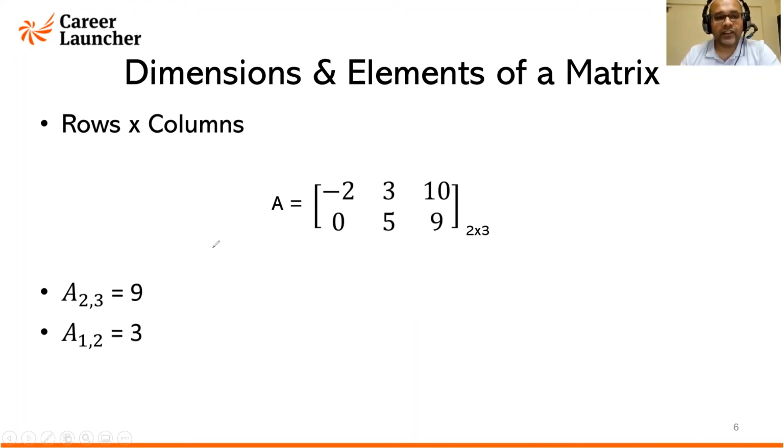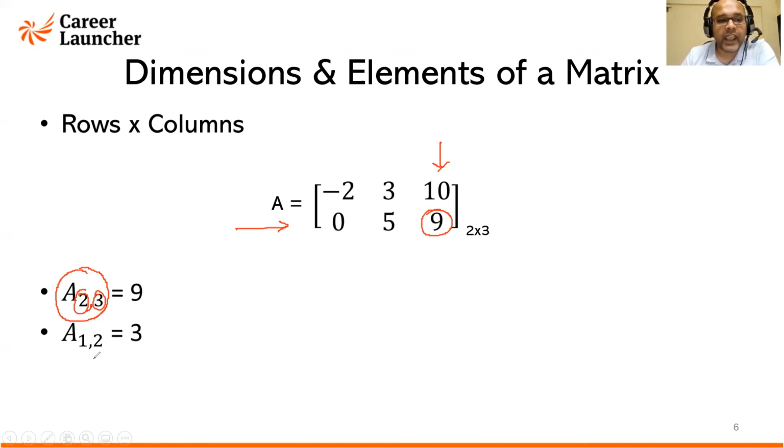So if I write A2,3, what does it represent? If you notice, it is a comma, it's not a multiplication. So when I write 2,3, I'm actually referring to the second row, third column, row and column. So the common of these two is the element 9.